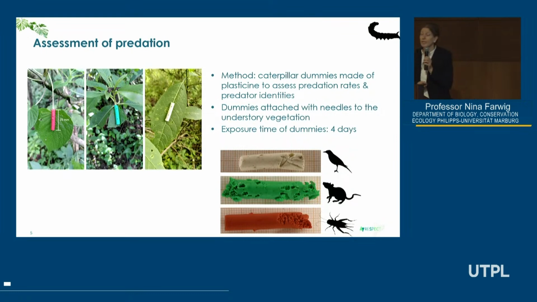So to assess predation, we used children's toy experiments. We made lots of these lovely plasticine caterpillars that range from, this is rather red-brownish, so in the next slide it's brown, so don't get confused, to green and white. These dummies were attached with needles to the leaves and then exposed for 4 days. Then, based on the marks that we could find on the different caterpillars, we could assess which predator was there and was attracted by these dummy caterpillars.